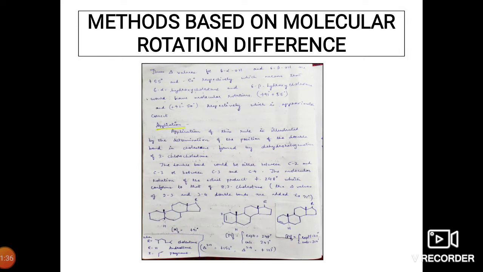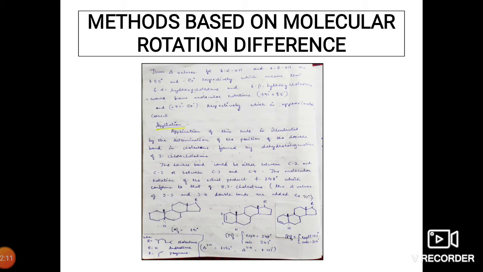Thus the delta values for 6 alpha hydroxyl and 6 beta hydroxyl are +55 and -50 degrees respectively, which means that 6 alpha hydroxycholesterol and 6 beta hydroxycholesterol would have molecular rotations of +91 +55 and +91 -55 respectively. What we are doing is, +91 is the molecular rotation of the parent cholesterol, and a substituent, a hydroxyl group, is being added. The delta value for the hydroxyl is 55.